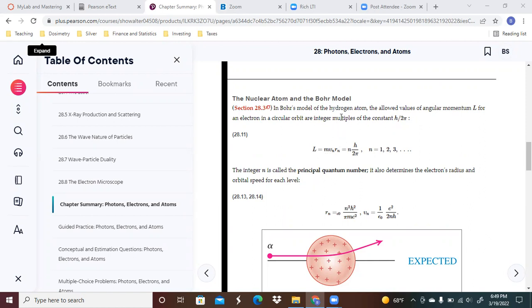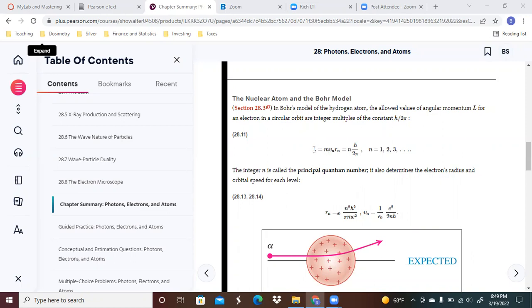So in the Bohr model of the hydrogen atom, the allowed values of angular momentum for an electron in a circular orbit are integer multiples of the constant h divided by 2 pi. So you can see how they come around there.